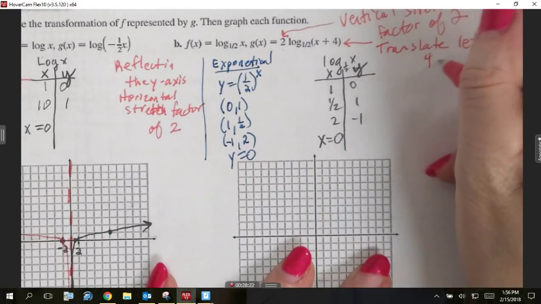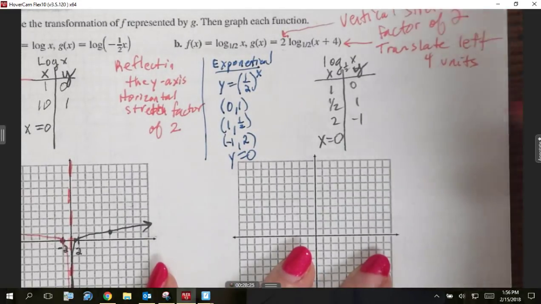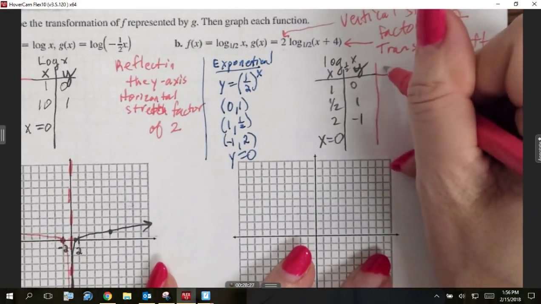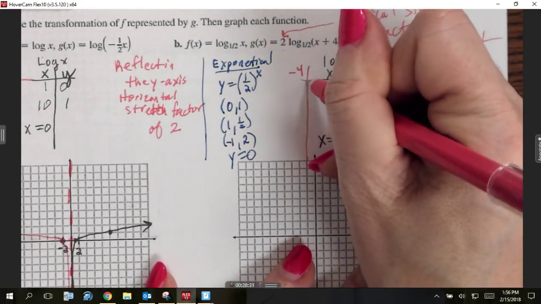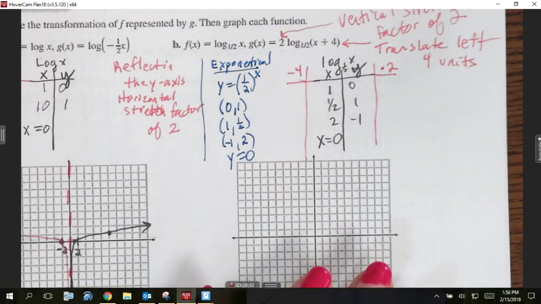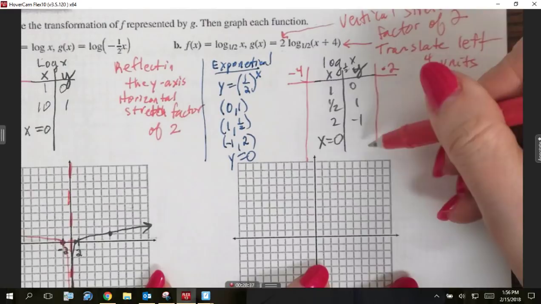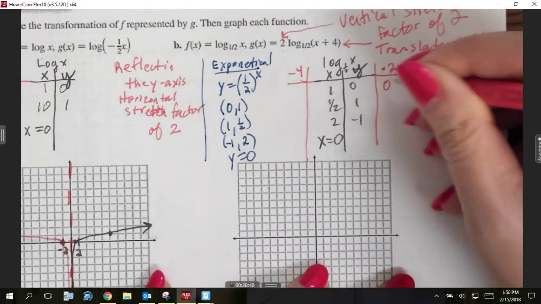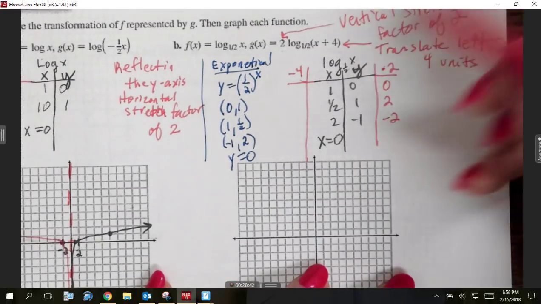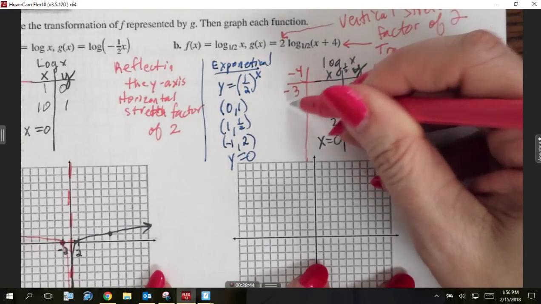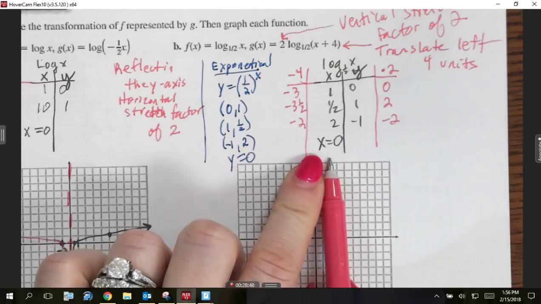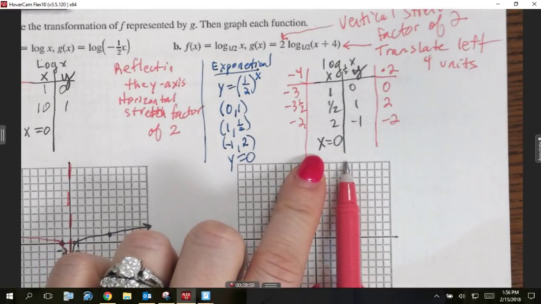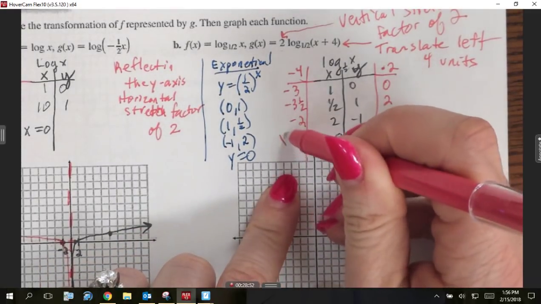Translate left 4 units. Question? So I'm going to take my y's and multiply by 2. And my x's, I'm going to subtract 4 from each of these. Including my asymptote, which is currently at 0, I'm going to subtract 4. So I'll get x equals negative 4.